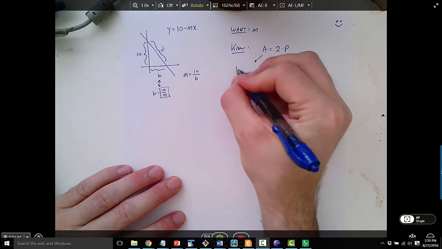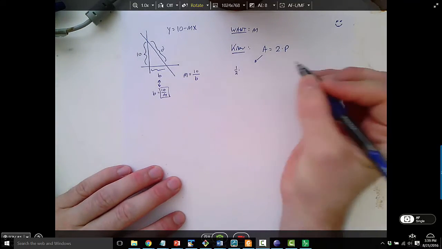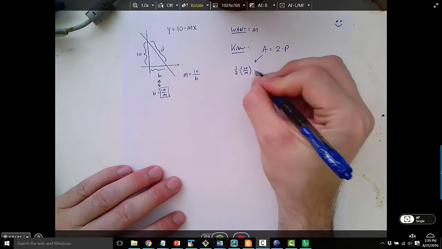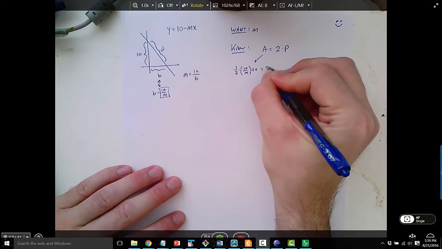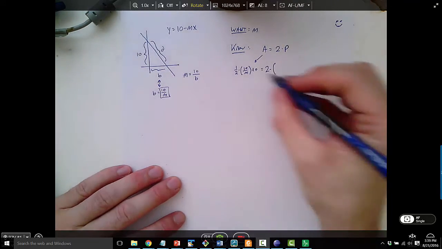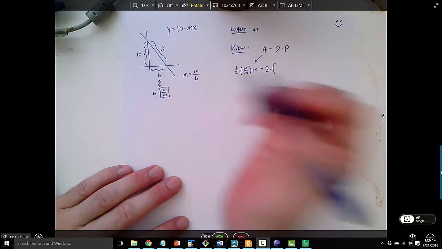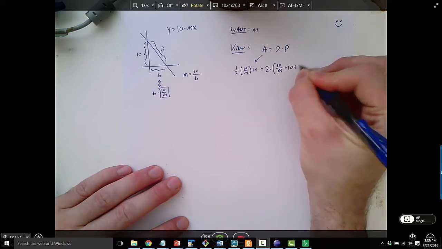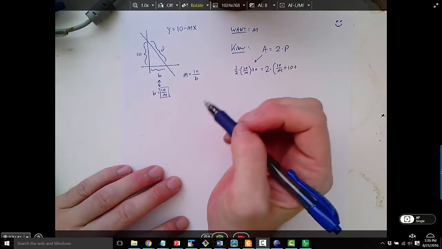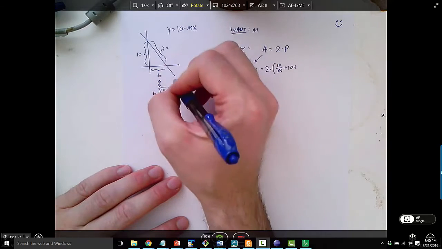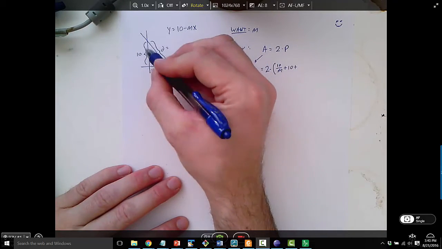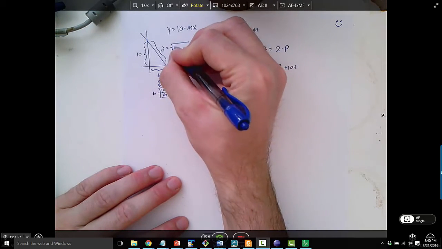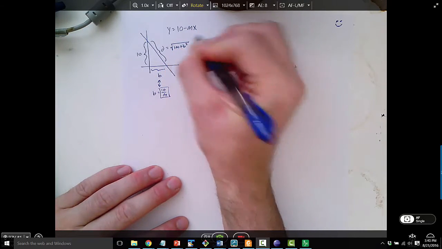So the area is 1/2 base times height. So here the base is 10 over m, and the height is 10. And then 2 times the perimeter. The perimeter is the base plus 10 plus d. So the base is 10 over m plus 10. And then this d I can solve using the Pythagorean theorem. So d squared should be equal to 100 plus b squared. So that means d should be equal to the square root of 100 plus b squared.